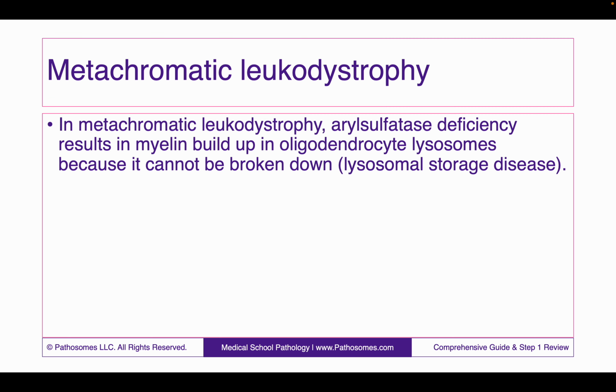So let's talk about metachromatic leukodystrophy for a bit. In metachromatic leukodystrophy, arylsulfatase deficiency results in myelin buildup in oligodendrocyte lysosomes because it cannot be broken down. And this is a lysosomal storage disease. So there's myelin buildup in the oligodendrocyte lysosomes.